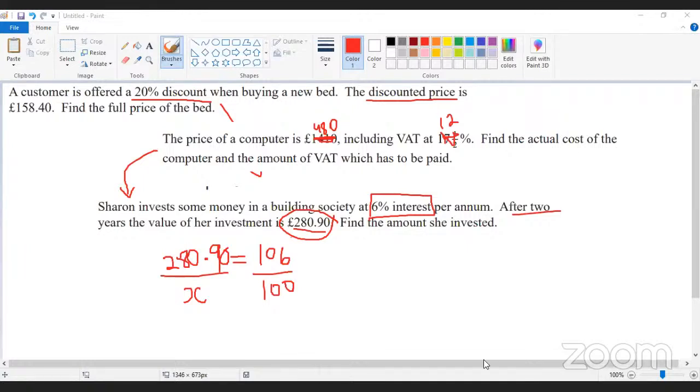Yes or no? Are you getting it? Yes or no? Yeah. So it is 265. See, there are 2 years. We have done it only for 1 year. Okay. So 280.90, which is for 1 year. So that is 265. Now we have to reach the first year.